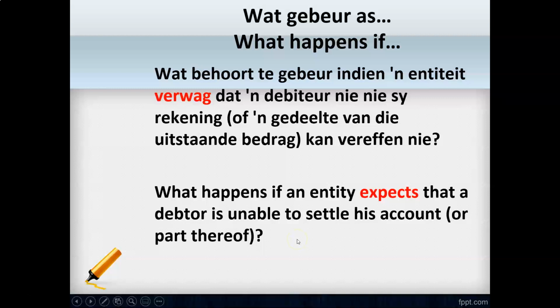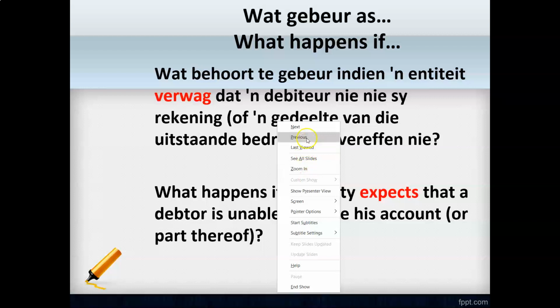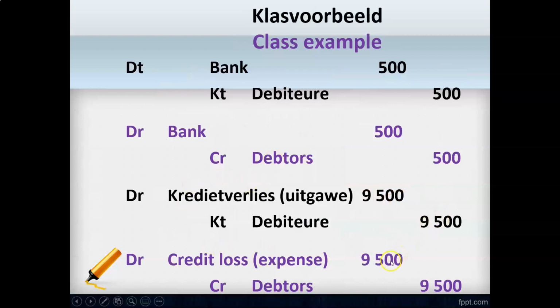Now, what is the difference between when I know that I'm not going to recover a debt and when I expect that I'm never going to recover a debt? When I know I'm not going to recover a debt, I'm going to write it off as credit losses, the one that we've just seen here. So we have written it off. That debtor does not exist in our books anymore. There's a debit of 500, a credit of 500 Rand. Here's a credit of 9,500 Rand. So we've totally eliminated that debtor out of our books.